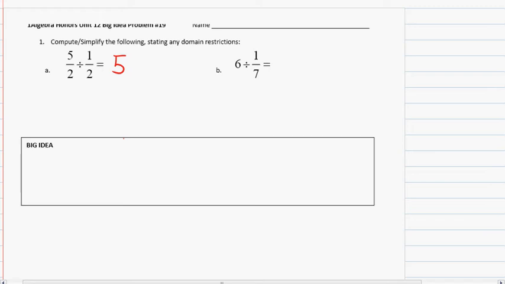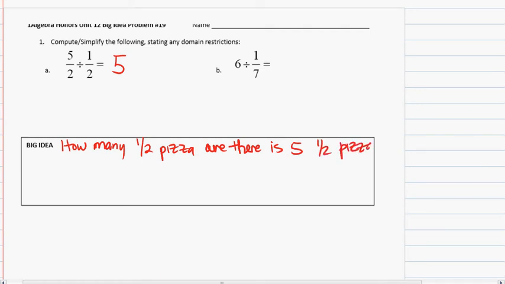Because that's sort of, can we do procedures? Yes. Can we make sense out of the math? Well, that's maybe a different question. So the thing to think about here, the big idea is, this is how many half pizzas are there in 5 half pizzas. I think my 3-year-old son would even say, well, if it's a half pizza and you're telling me there's 5 half pizzas, then it's 5 half pizzas in 5 half pizzas.